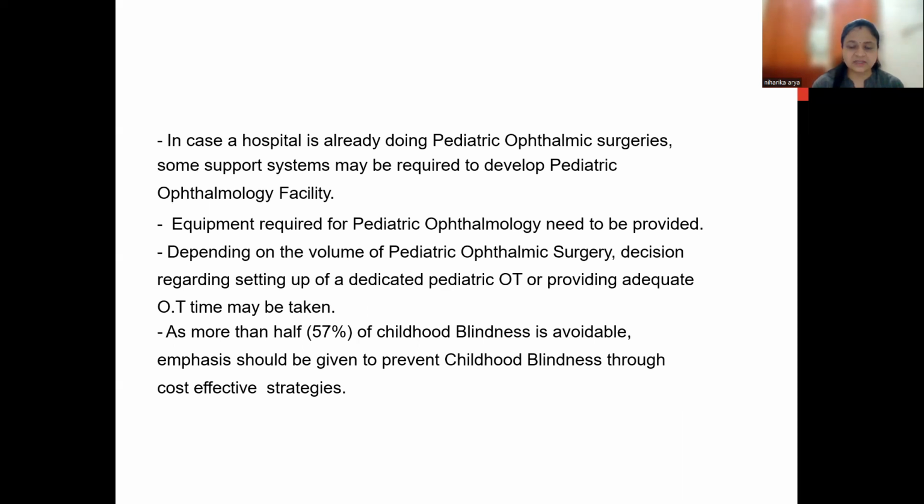In case a hospital is already doing pediatric ophthalmic surgeries, some support system may be required to develop pediatric ophthalmology facilities. Equipment required for pediatric ophthalmology needs to be provided. Depending on the volume of pediatric ophthalmic surgery, decisions regarding setting up of a dedicated pediatric OT or providing adequate OT time may be taken. As more than half of childhood blindness is avoidable, emphasis should be given to prevent childhood blindness through cost-effective strategies.